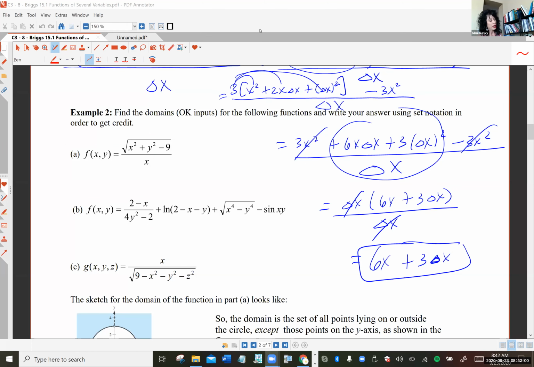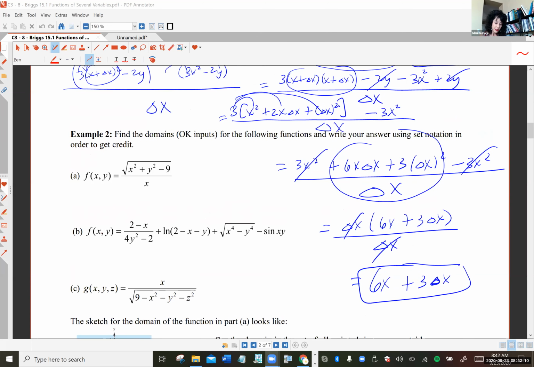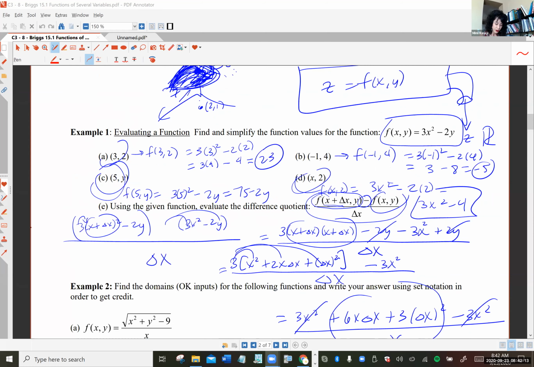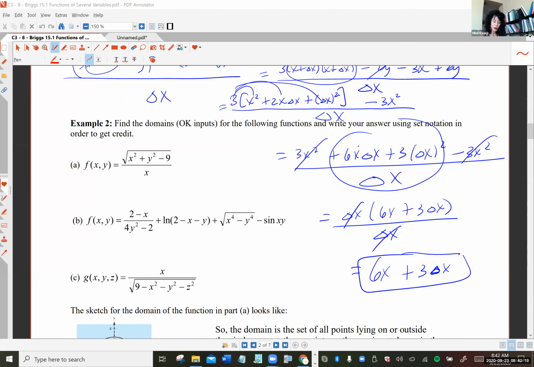We were looking at a type of function where you feed it a point and the range, or the output, is a real number. So we're continuing to do that right now. We did some evaluating of a function of two variables in example 1. And in example 2, we're going to find domains.